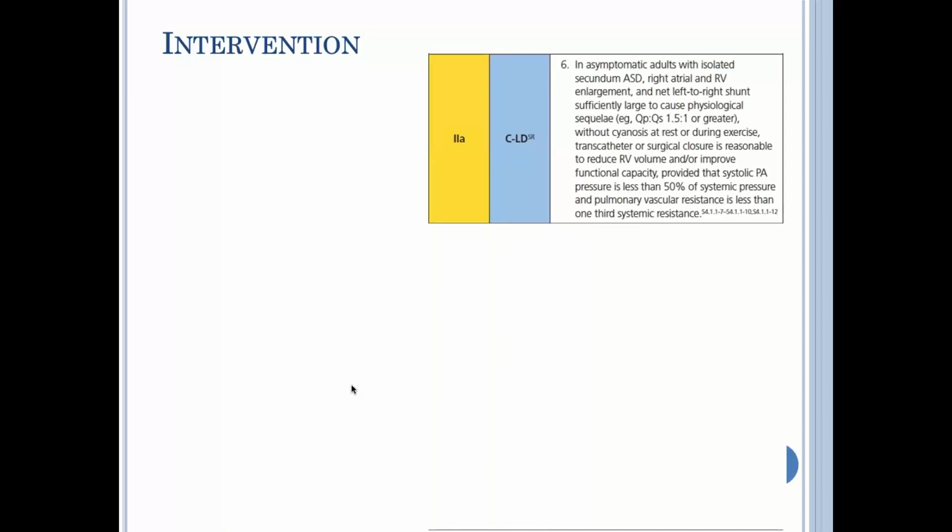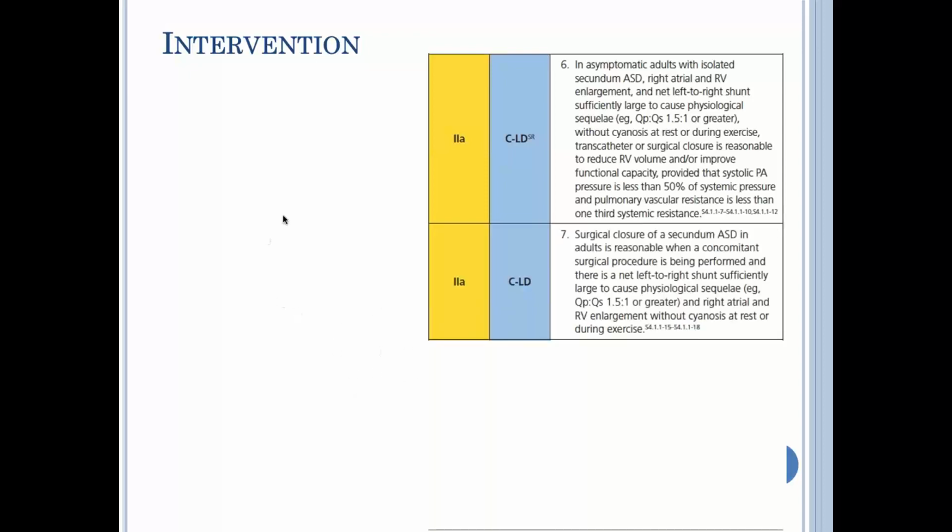In terms of their class 2A indications, if the adult patients are asymptomatic with isolated secundum ASD, and the net shunting is still significant, but they're, for example, going for other surgical interventions, it can be considered that the ASD can be closed. These guidelines don't specifically mention paradoxical emboli and cryptogenic stroke, but they are covered in the European guidelines as well.